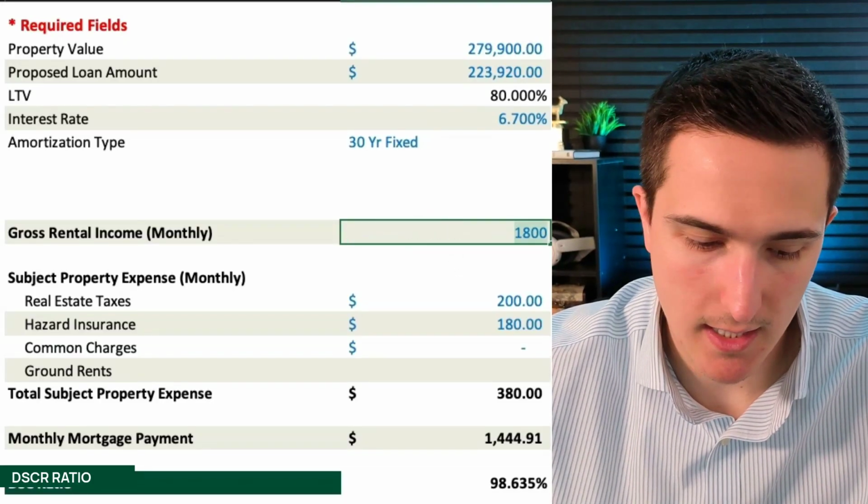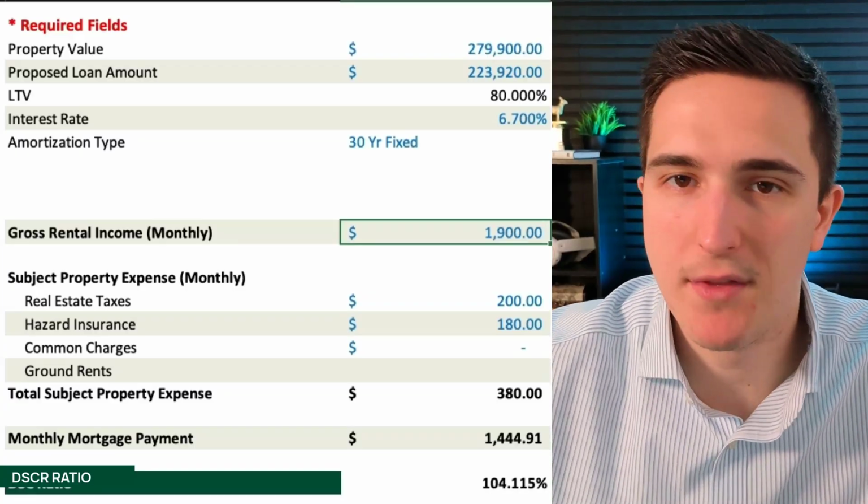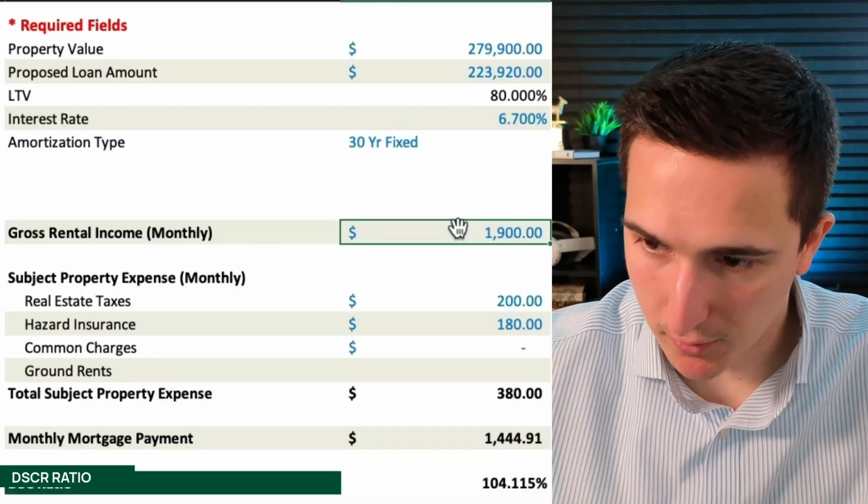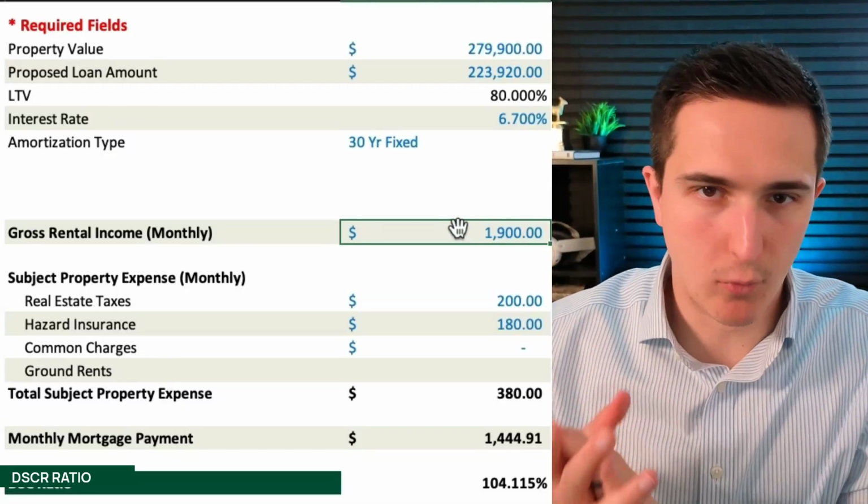Let's try $1,900. Now, my hunch is that the actual market rent for this property is going to probably be higher than what the system told us. Obviously, that's just our system. We're just using it for information purposes. The actual numbers are going to come from the appraiser.